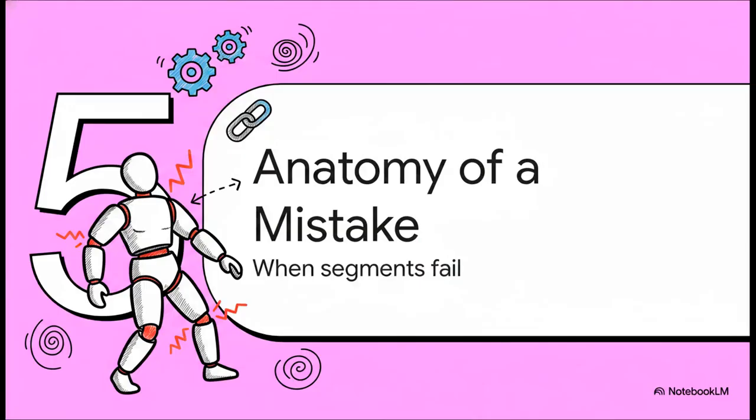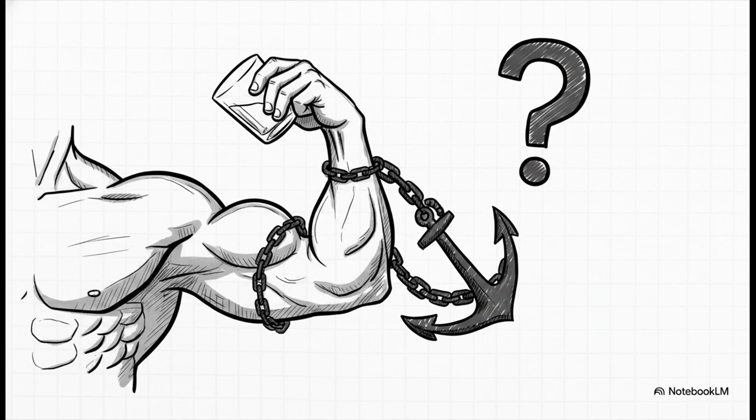Section 5. Anatomy of a mistake. When segments fail. So the absolutely crucial point here is understanding what goes wrong when our body's linked parts don't work together like they usually do. Let's run a quick thought experiment. Imagine fixing your humerus, your upper arm bone, completely in place, so your shoulder cannot translate forward at all. Now try to lift the glass relying entirely on the biceps muscle to do all the work. What do you think happens?